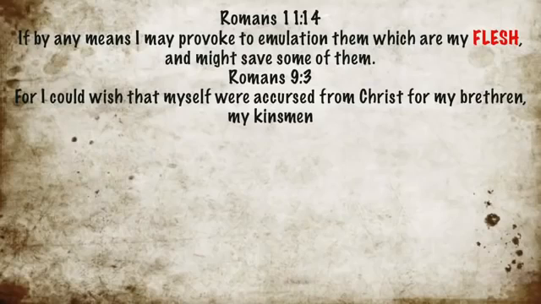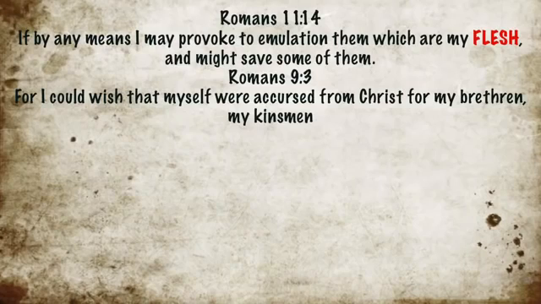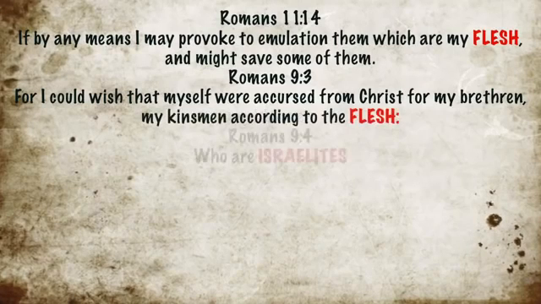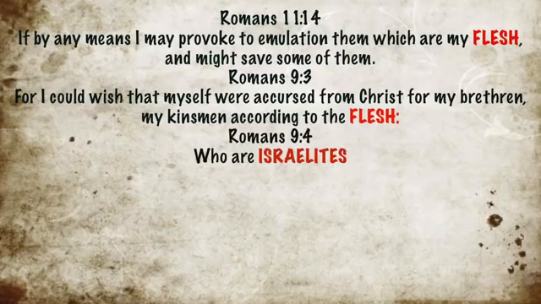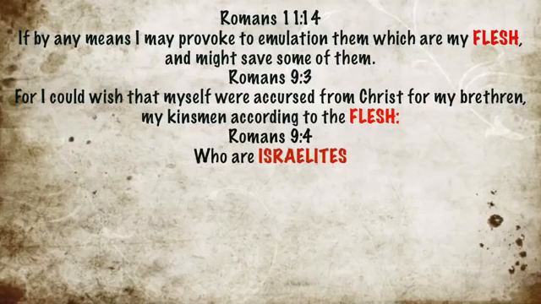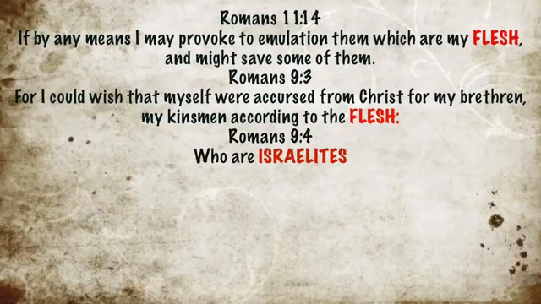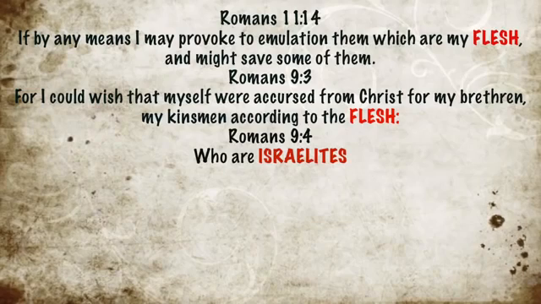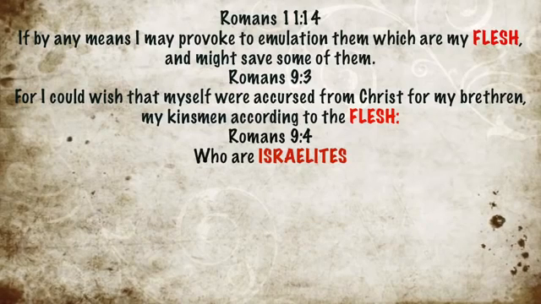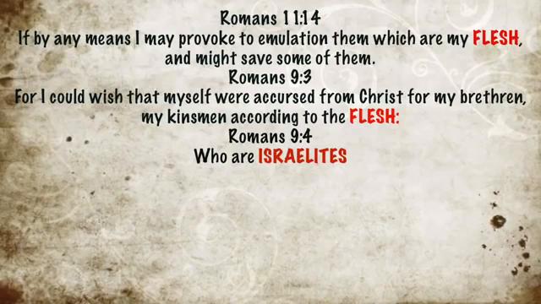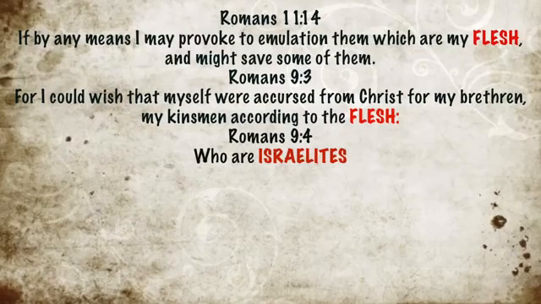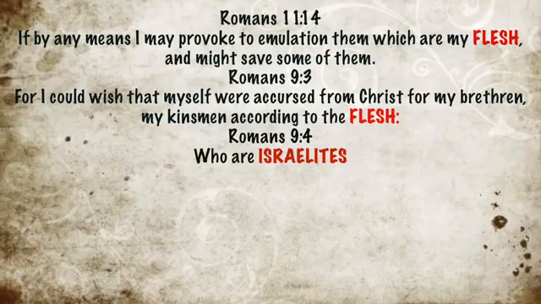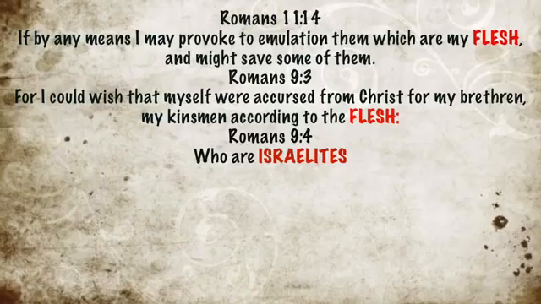Now let's find out who Paul's flesh is according to Paul himself. Romans 9 verse 3. For I could wish that myself were accursed from Christ for my brethren, my kinsmen according to the flesh, who are Israelites. He's talking about all 12 tribes of Israel, northern and southern kingdom. That's his flesh. Who are Israelites? So that's who he's trying to provoke back, provoke to jealousy, so he might save some of them. That's what Paul was doing and using the Gentiles for, to provoke to jealousy the 12 tribes of Israel so he can bring them back to the fold and save some of them if it may be possible.